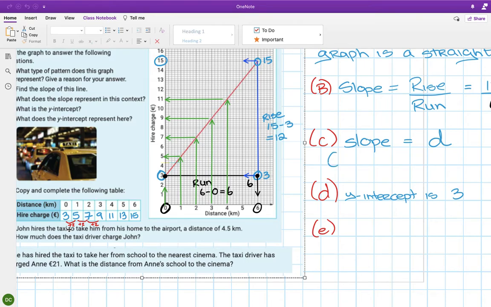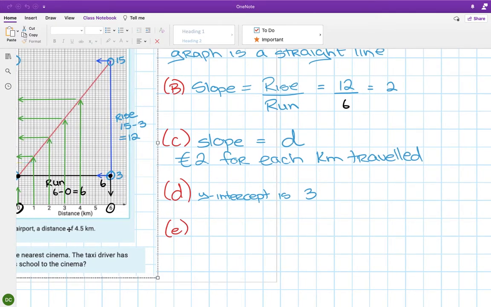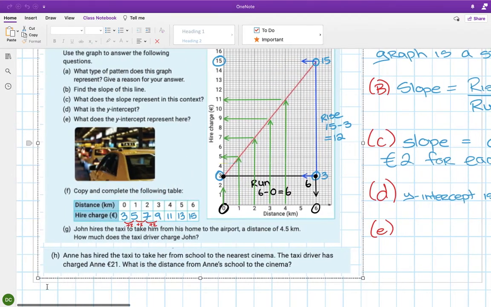Okay, so what does this €2 mean in the context of this taxi driver? It means he is charging €2 for each kilometer traveled. That's what the 2 means, okay? So the slope and the common difference are the same. They both equal 2. While the slope might be a little bit confusing, I think when you look at it from the point of view of the common difference, it makes sense. So when this taxi has traveled 0 kilometers, it's going to cost you €3. At 1 kilometer, it's going to go up by 2, and it's now going to cost you €5. 2 kilometers is going to be another €2, so now you're at €7, and so on and so forth. So what does that 2, the slope, represent?